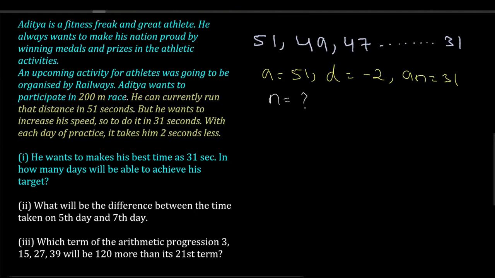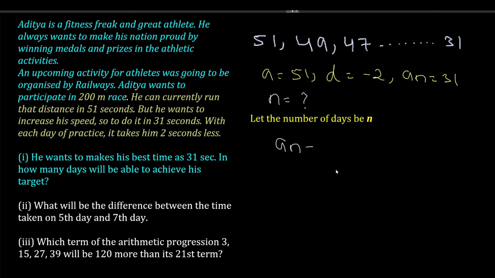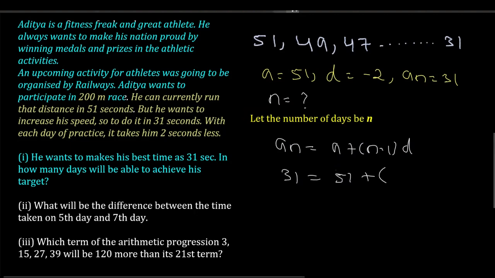So let's first write down what n is over here. I'm taking n as the required number of days. For that, we'll be applying the formula of an. And what is the nth term formula? This is an is equal to a plus n minus 1 times d. So an, I can replace with 31, is equal to a, which is the first term, 51, plus n is what we are required to get, so I'll write this as n minus 1. And how much is d? d is minus 2. So I'm replacing d with minus 2.